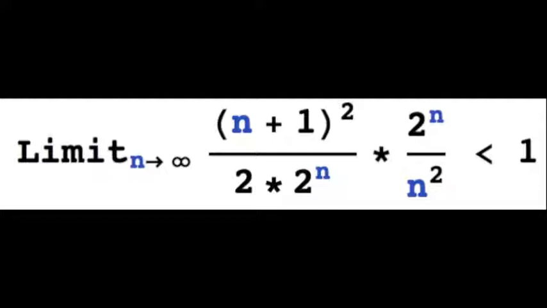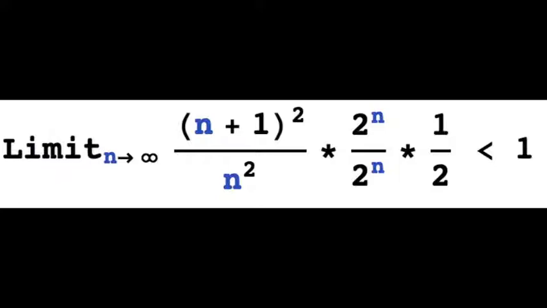If you'll notice, I've already turned 2 raised to the n plus 1 into 2 times 2 raised to the n. Now what you want to do is break up the fractions into manageable portions as shown on screen. As you can see, I have separated 2 raised to the n divided by 2 raised to the n, as this is equivalent to 1.